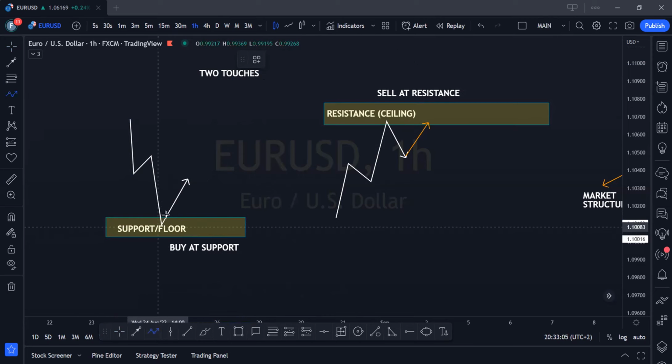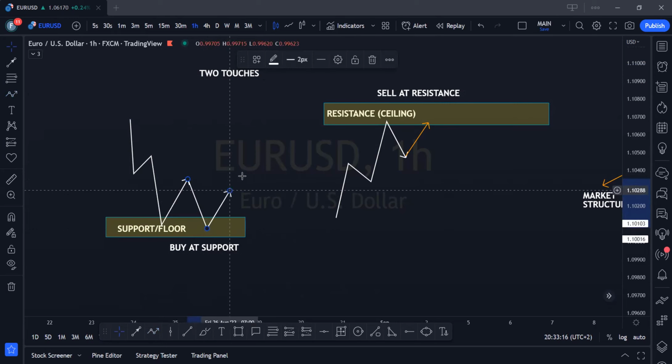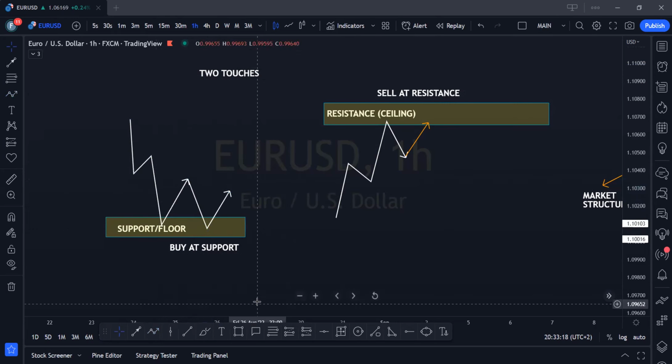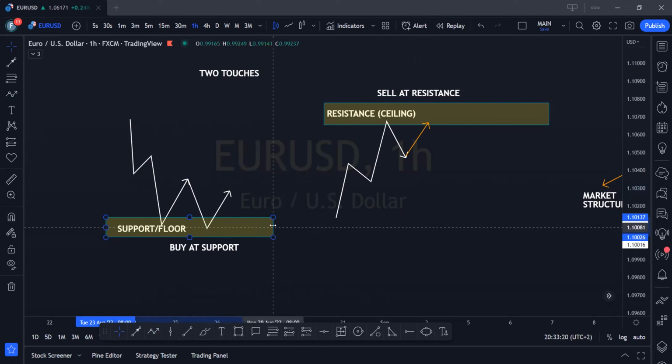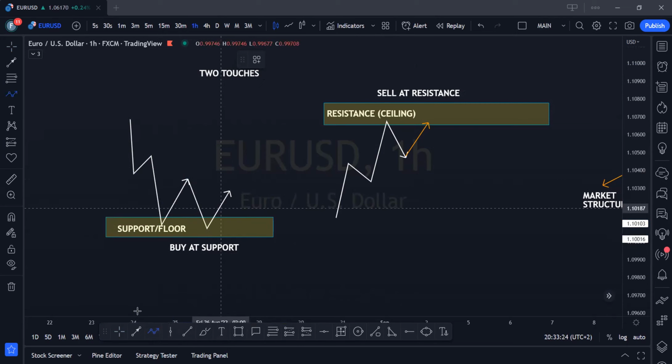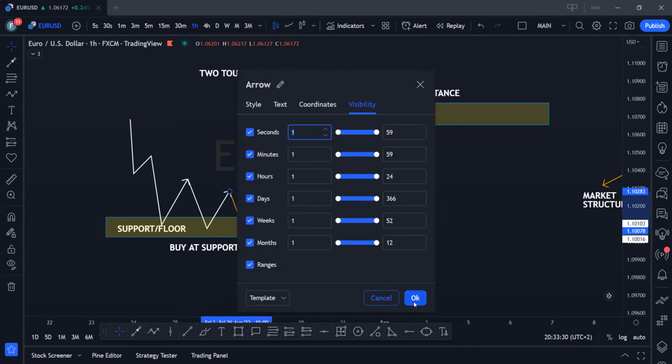So this is the first touch. When price comes down again, this is the second touch. If price touches it for the second time and then goes up again, okay? These two touches have validated this support zone. So if price reverses back into that zone, you can start looking for a buy opportunity, okay?